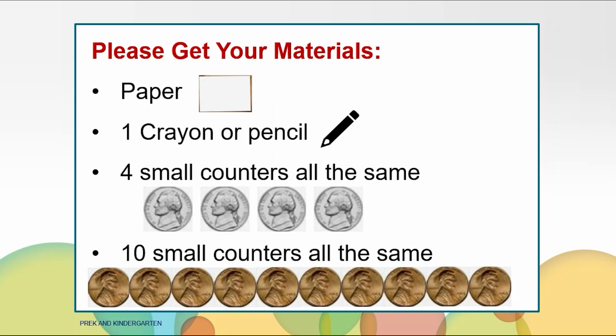I want you to get some paper, crayons, and some counters. You will need to have 4 counters of one kind and 10 counters of something different. An example of the counters would be 10 pennies and 4 nickels. I'll count to 35 while you get them.